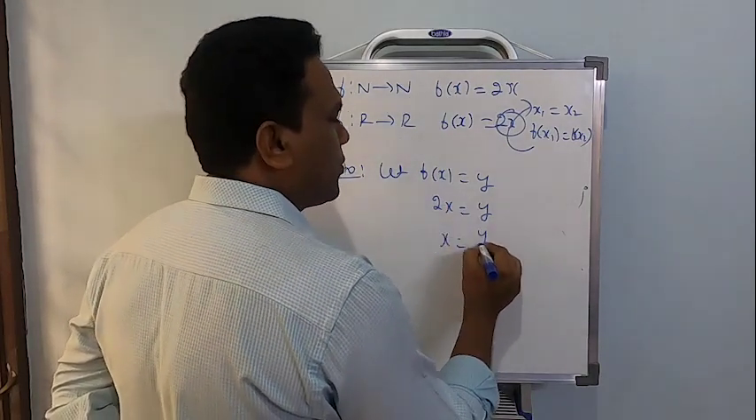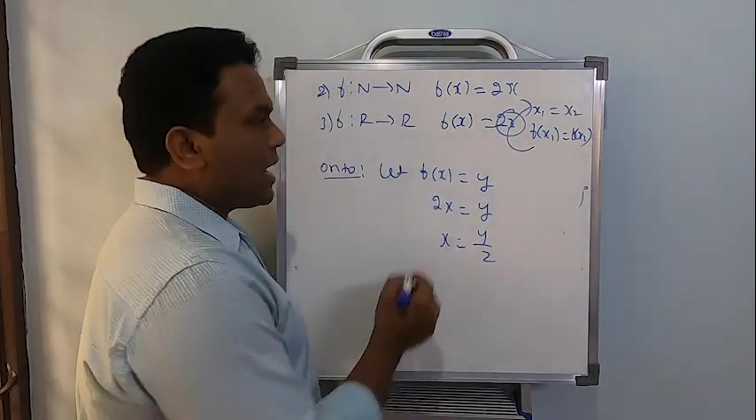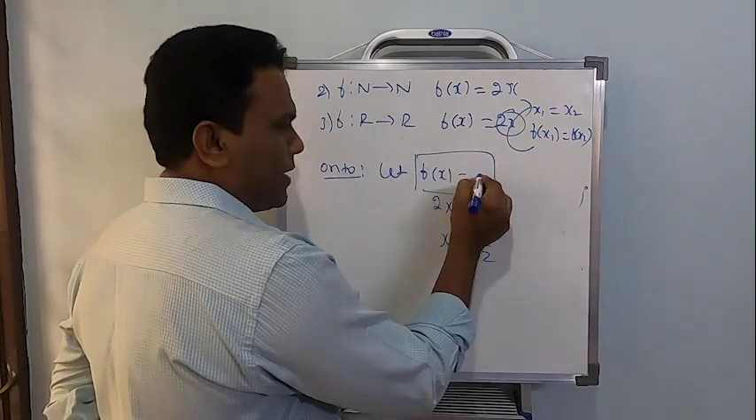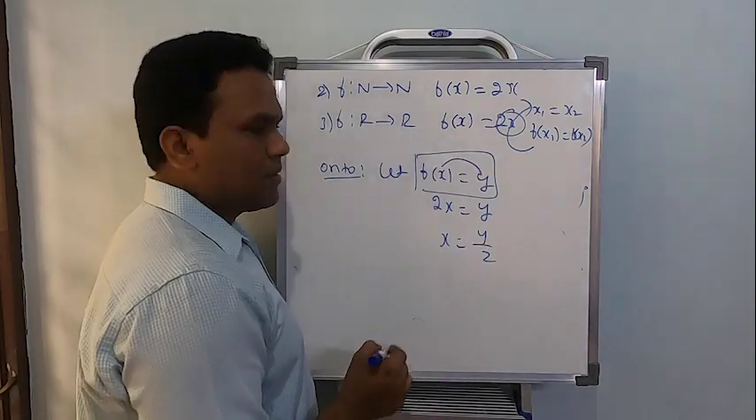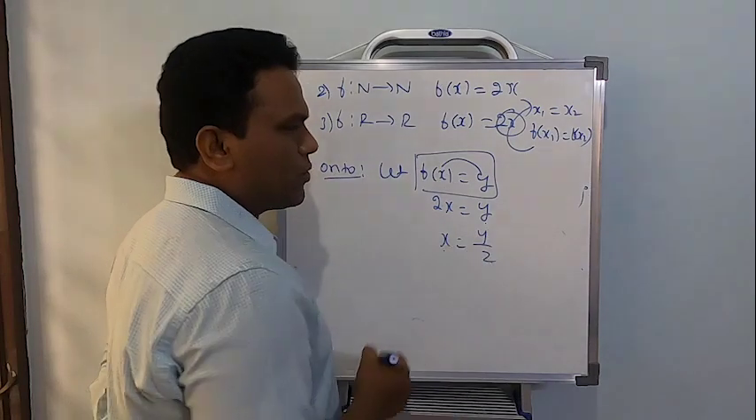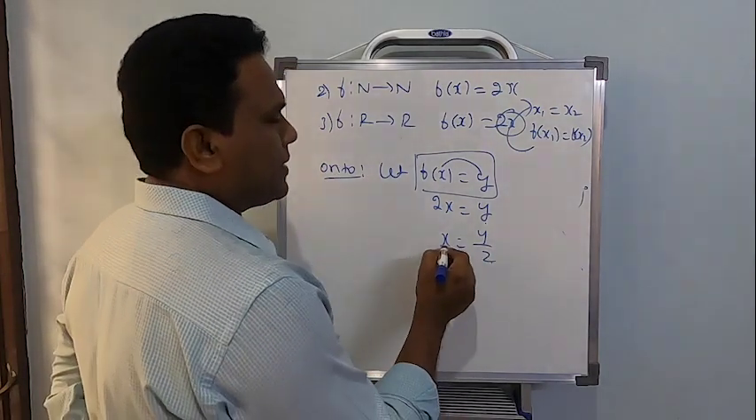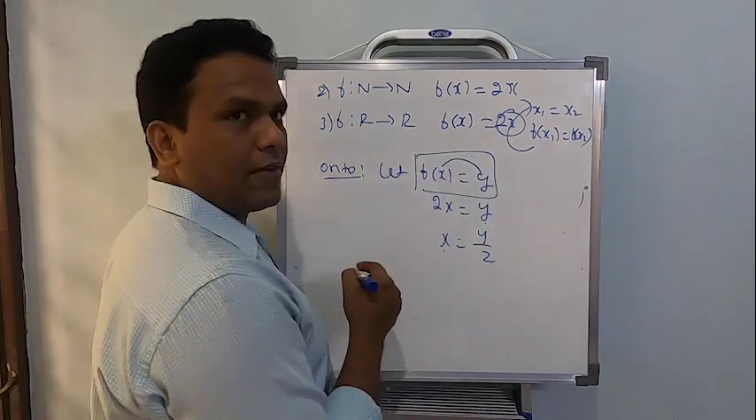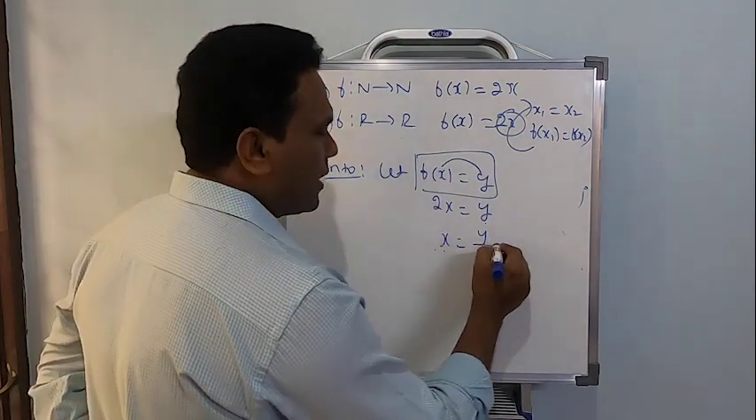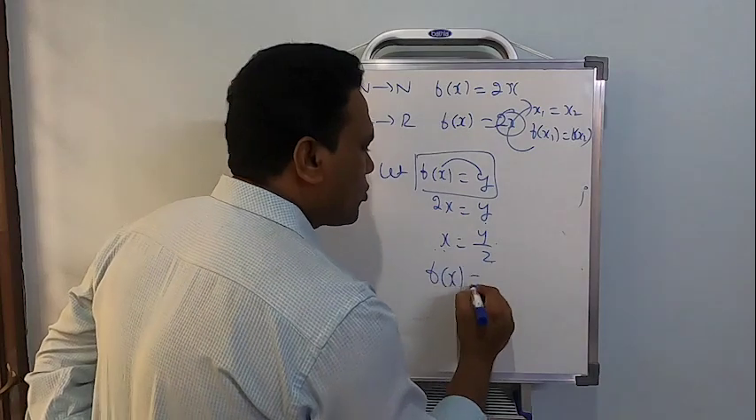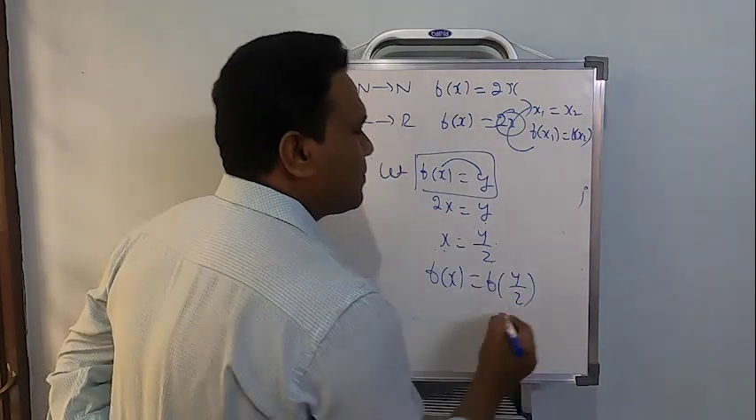Or x equal to y by 2. I assume that the image of y is x. So this is what I got, x equal to y by 2. Clear? Right. Now what I will do here, I will apply the given definition on both sides. So let me take f on both sides.